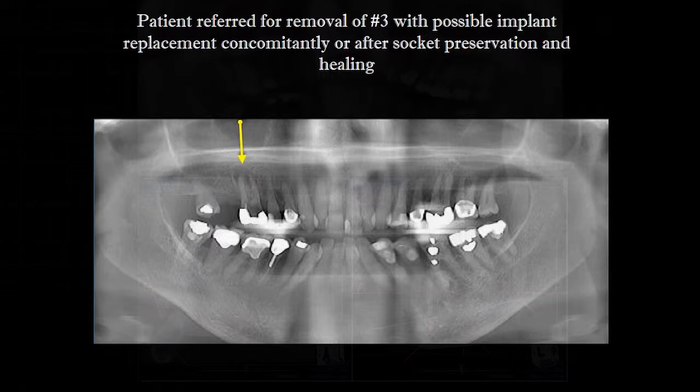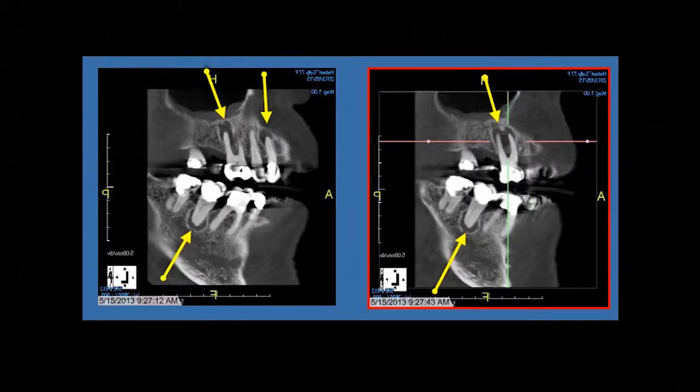This is a patient referred for removal of number 3, possible implant placement at the same time or after the socket heals. We take the CT scan, and it's like bam, bam. You know, we're seeing other stuff. And so instead of discussing just this, I sent this lady to the endodontist to have these other teeth treated.